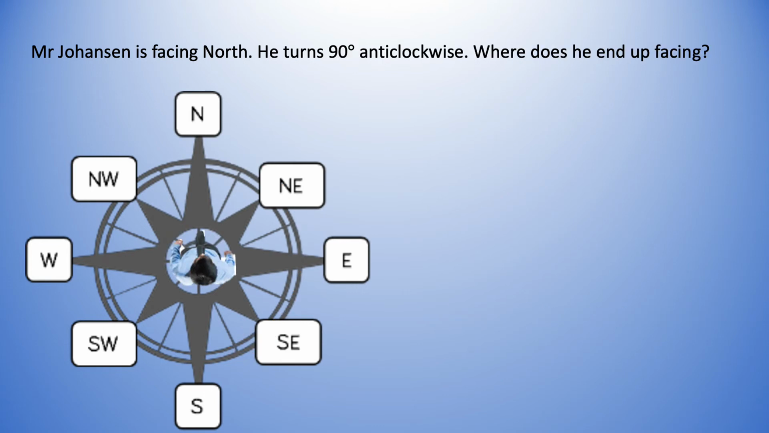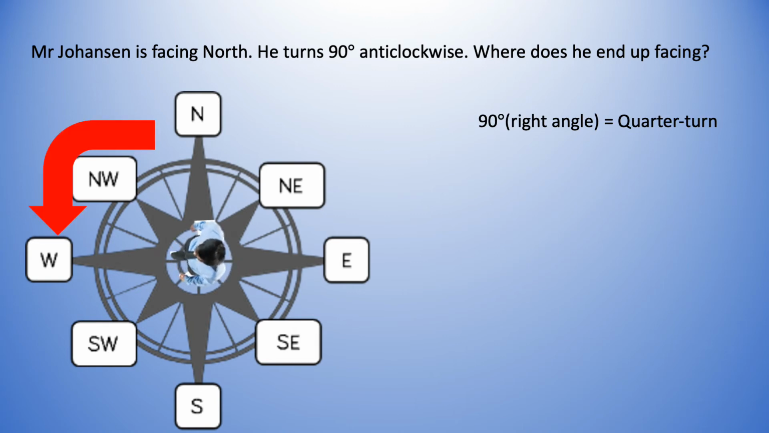Now, another question. Mr. Johansson is facing north. He turns 90 degrees anti-clockwise. Where does he end up facing? Okay, so 90 degrees is a right angle, which is a quarter of a turn. But it says anti-clockwise. Now, which way is anti-clockwise? Okay, so I would turn to the left, okay? So I would turn 90 degrees to the left. Okay, and the arrow is there for us to help. So Mr. Johansson would actually end up facing west.